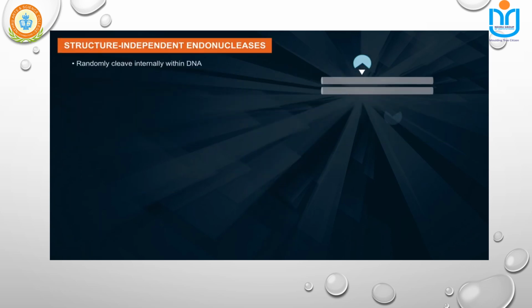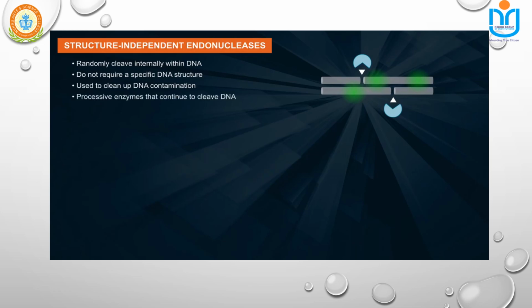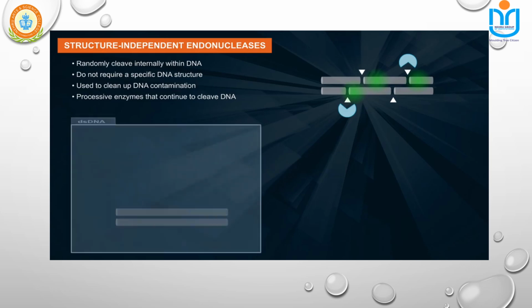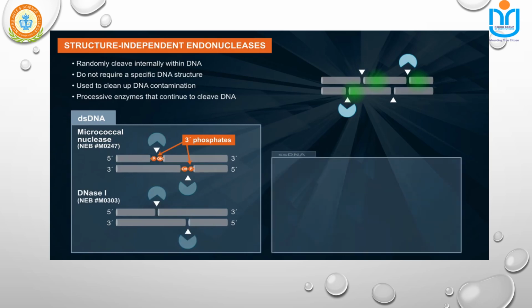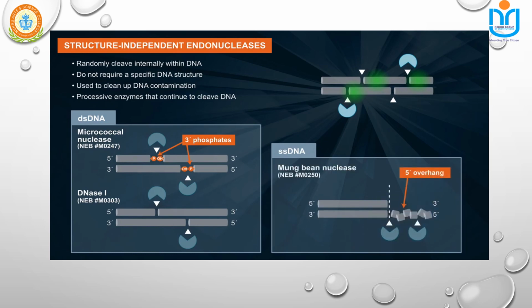Structure-independent endos randomly cleave internal phosphodiester bonds and are named such because they do not require a specific DNA structure for activity. They act on canonical single and double-stranded DNA. Structure-independent endos are primarily used to clean up DNA contamination. These are processive enzymes, and once activity has been initiated, the endo will continue to cleave DNA. Examples of structure-independent endos active on double-stranded DNA are micrococcal nuclease and DNase 1. An example of a structure-independent endo active on single-stranded DNA is mung bean nuclease.